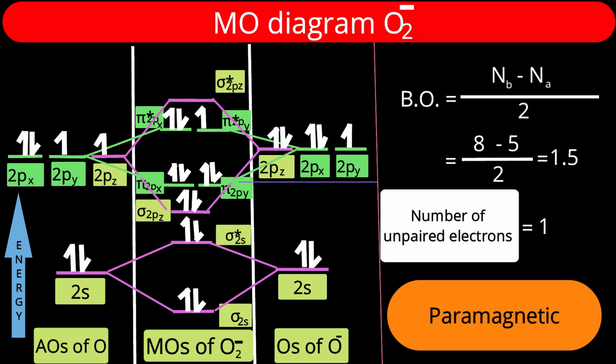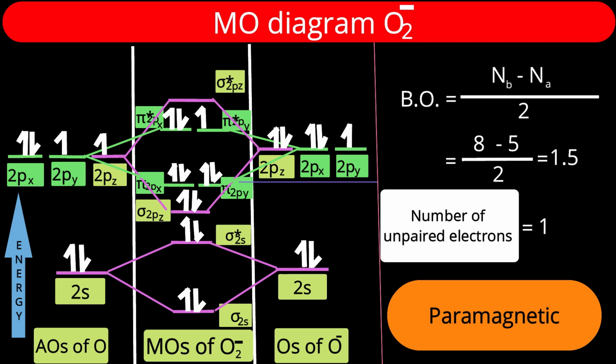So let us see the bond order. What is the formula for bond order? Bond order is equal to the number of electrons in bonding orbitals minus the number of electrons in antibonding orbitals, divided by 2. How many electrons are there in bonding orbitals? 8. Which are those? Sigma 2s 2 electrons, sigma 2pz 2 electrons, pi 2px and pi 2py 4 electrons. And in antibonding orbitals, how many electrons are there? 5. Which are those? Sigma star 2s 2 electrons, pi star 2px 2 electrons, pi star 2py 1 electron. So 8 minus 5 divided by 2. Answer is 1.5. So bond order is less than the oxygen molecule; the strength of the bond is less compared to oxygen.